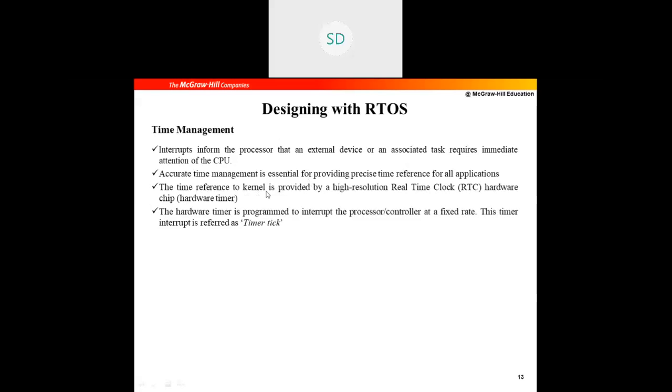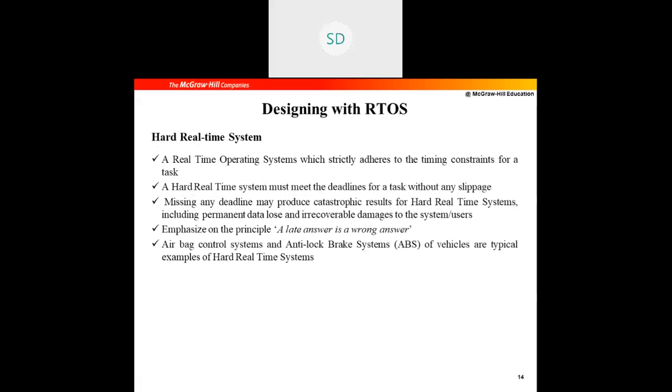So accurate time management is essential for providing the precise time reference for all applications. Therefore, the time reference to the kernel is provided by the high resolution real-time clock hardware chip. So we'll have an RTC unit. I think you have already studied about the RTC unit in the last module. This RTC unit is a real-time clock unit which basically provides the synchronization or the time reference for the execution of any program. So the hardware is programmed to interrupt the processor or controller at a fixed rate if it is synchronous. This timer interrupt is referred to as timer tick. Okay, so that is the function time management.